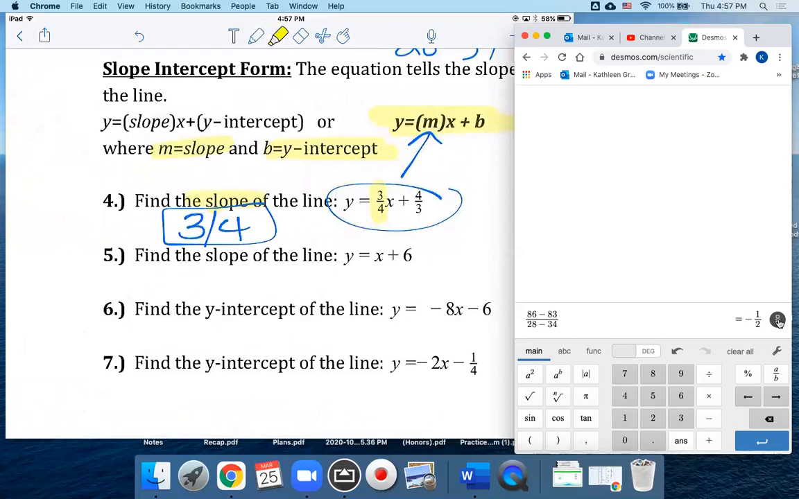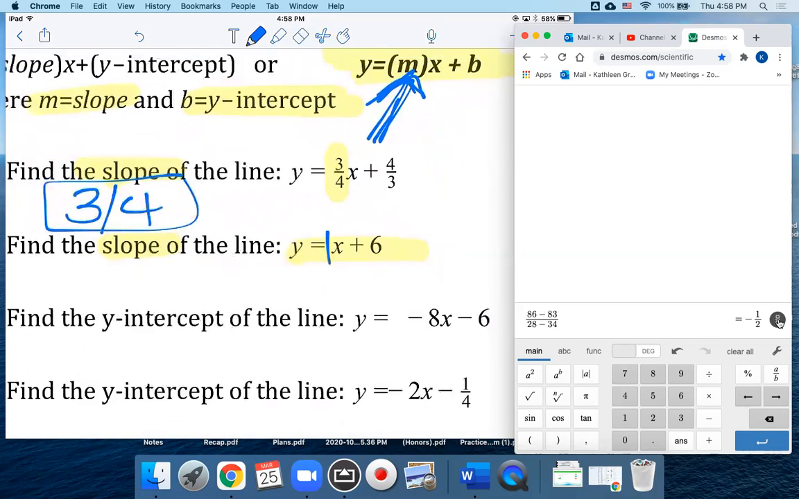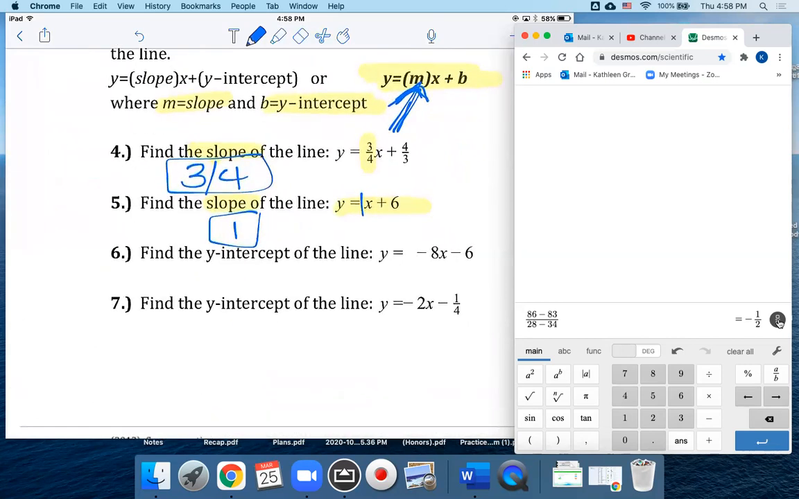Problem 5. We also want to find the slope of now y equals x plus 6. So same deal. We're looking at the number in front of x, and this usually trips people up because they're like, well, I don't see a number, so it's going to be 0. No, if you have a letter but do not see a number, remember it's like the number 1. So the slope for problem 5 is going to be a 1. We're going to go up 1 over 1.